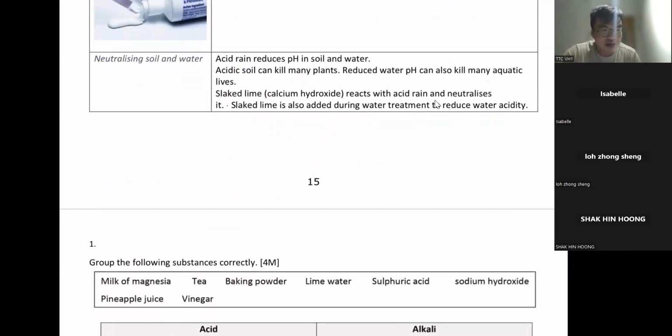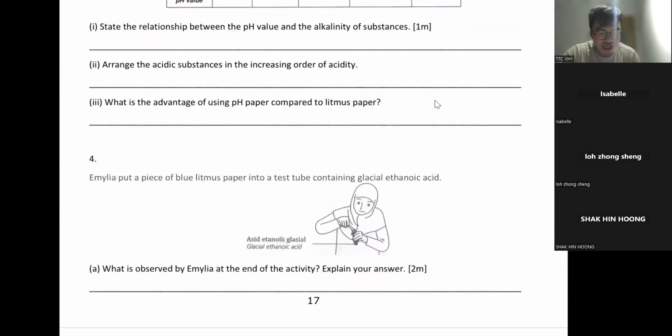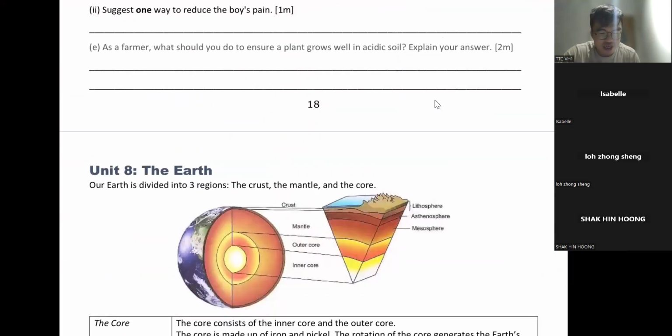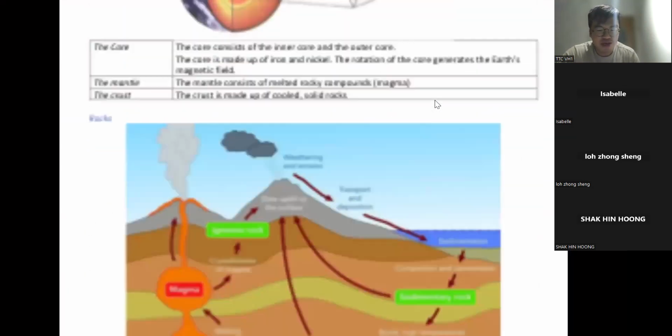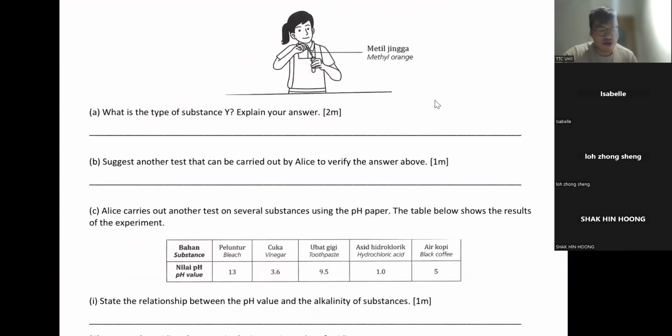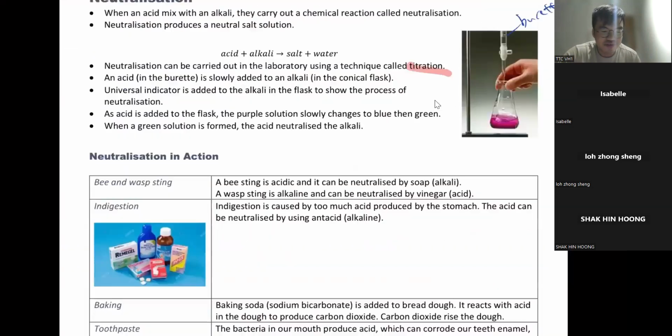So guys, if you have the time, please go home and finish this, and I will give you the answer next week. Finish the earth one as well. Try to do as much as you can, because the coming weeks are just going to be revision and revision.